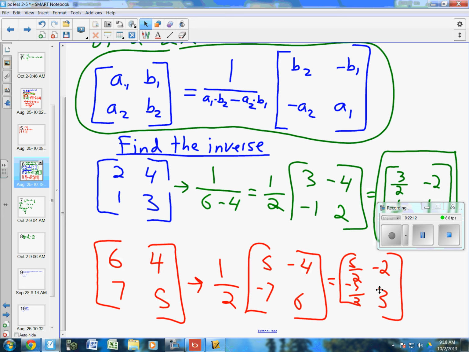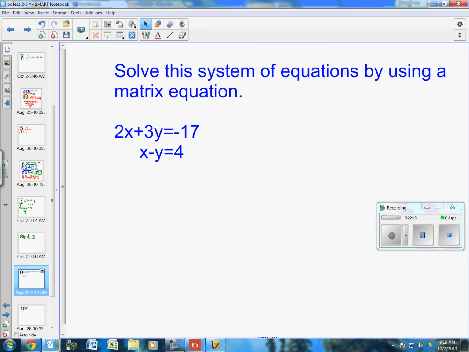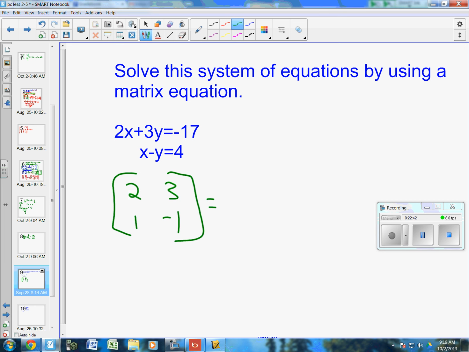Okay, now we're going to go down and use what we know about inverses to help us solve a system of equations. You guys have learned, last year you learned elimination, substitution, and by graphing. Now we're going to use matrices to solve a system of equations. Okay, so what we do is, first of all, we set up two matrices. We set up this matrix right here, 2, 3, 1, negative 1. Where did I get those numbers from, you guys? Where do you look?